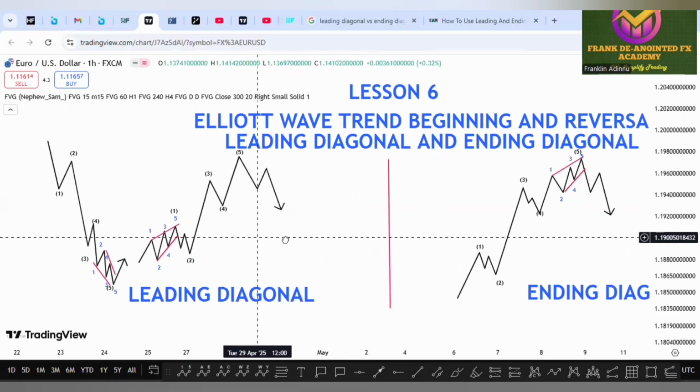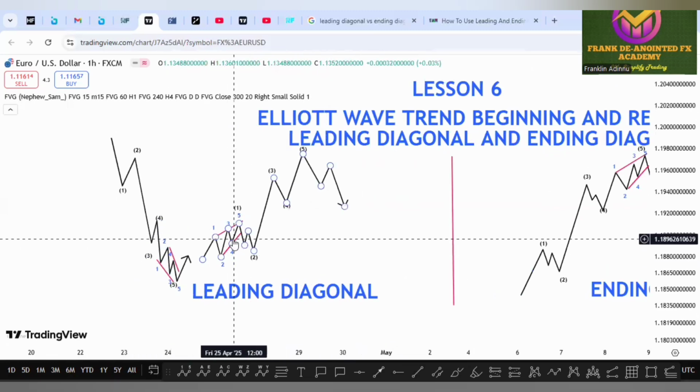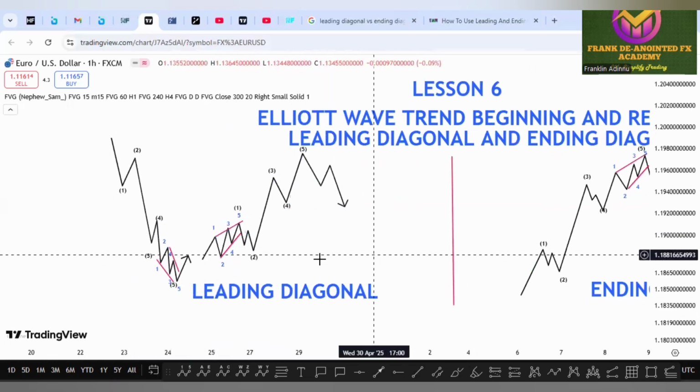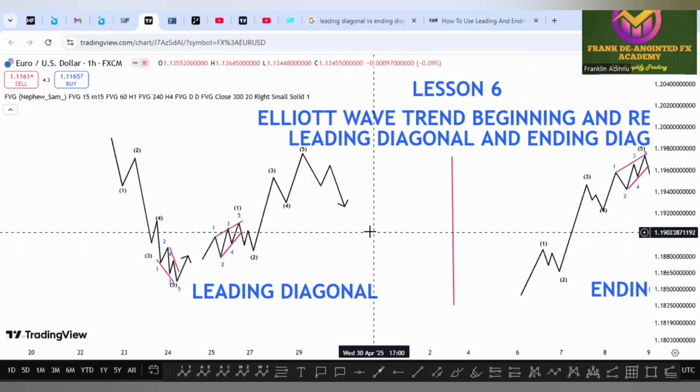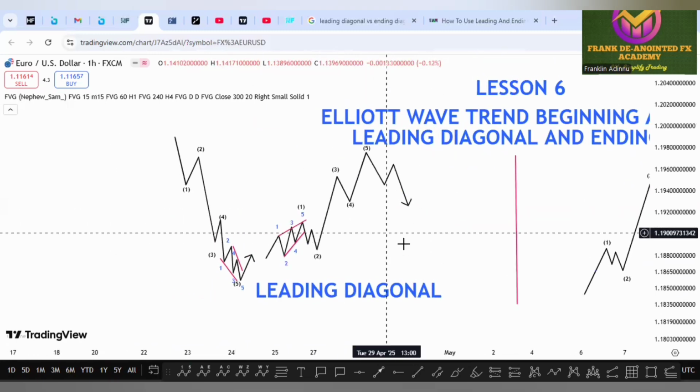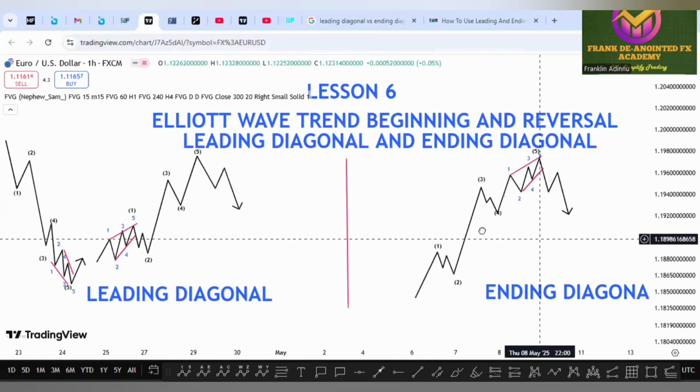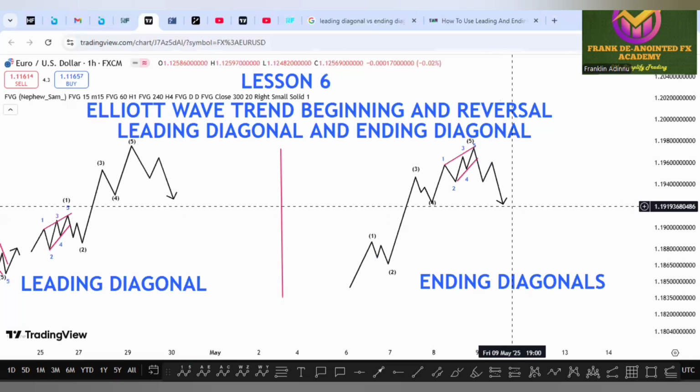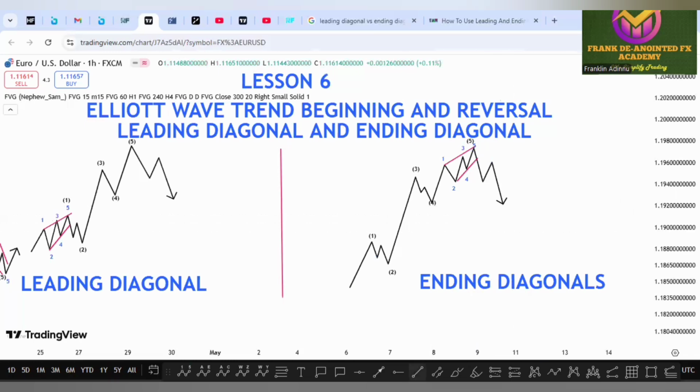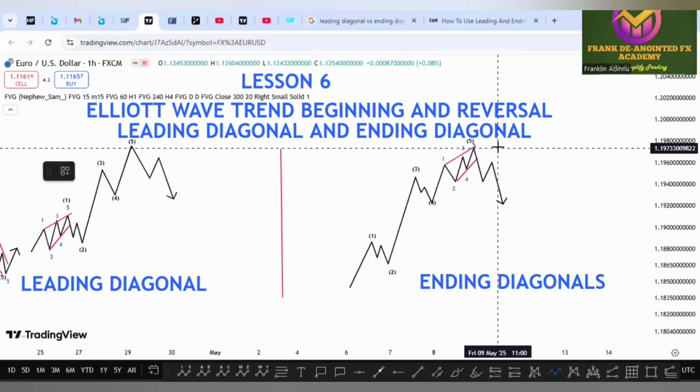Do you understand? This is the ending, this is the leading. You get it, guys? This is ending, this is leading. Also, there is going to be a leading diagonal in a bearish market. Let's assume a bearish trend is about to start. You will see something like this.